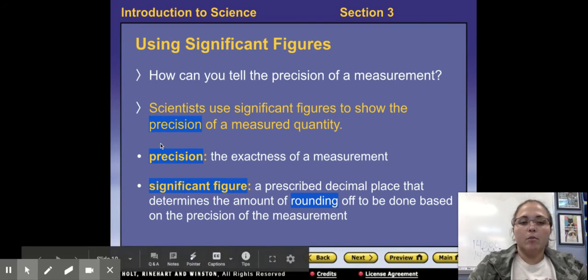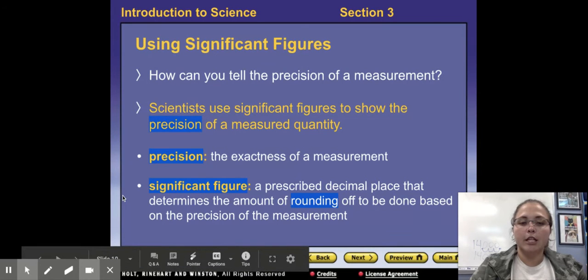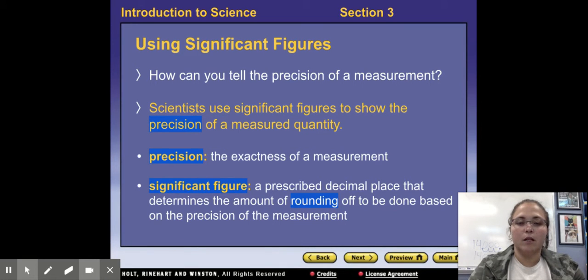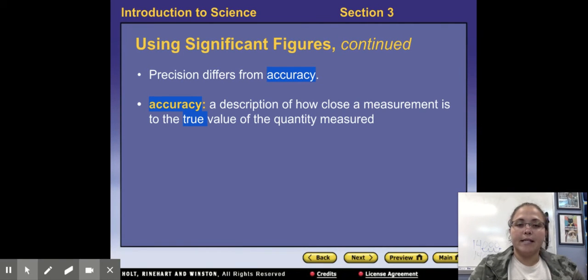So significant figures show the precision of a measured quantity. Precision is how exact the measurement is. A significant figure is a prescribed decimal place that determines the amount of rounding off to be done based on the precision of a measurement. It is basically what are the important numbers in the measurement and where can I round that measurement to. Precision differs from accuracy, so that's another word you need to know. Accuracy is how close a measurement is to the true value of the quantity that is measured.